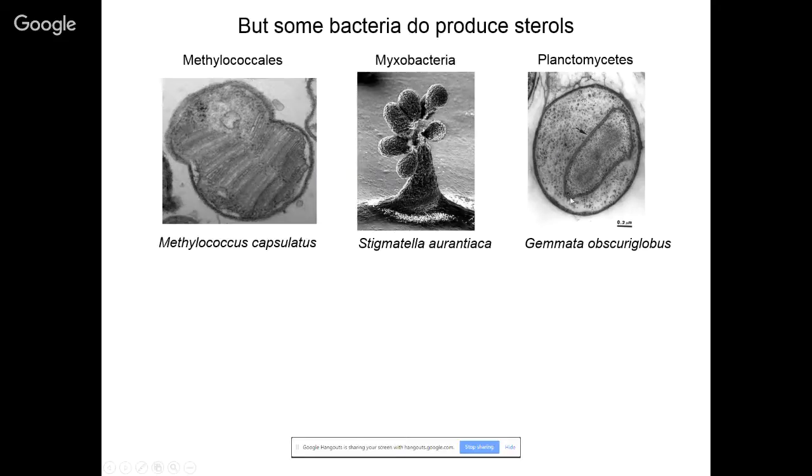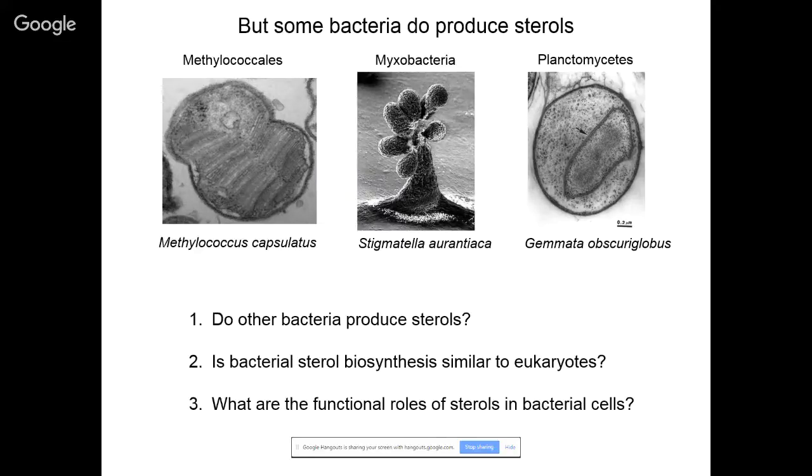Again, another weird bug. This organism is actually thought to have a membrane surrounding its DNA, kind of like a nuclear protonucleus. But the interesting thing is that not all methanotrophs produce sterols, and not all myxobacteria, and not all planctomycetes. So it's just a select few strains within these groups as well. And so I just really became interested in sterols in these organisms.